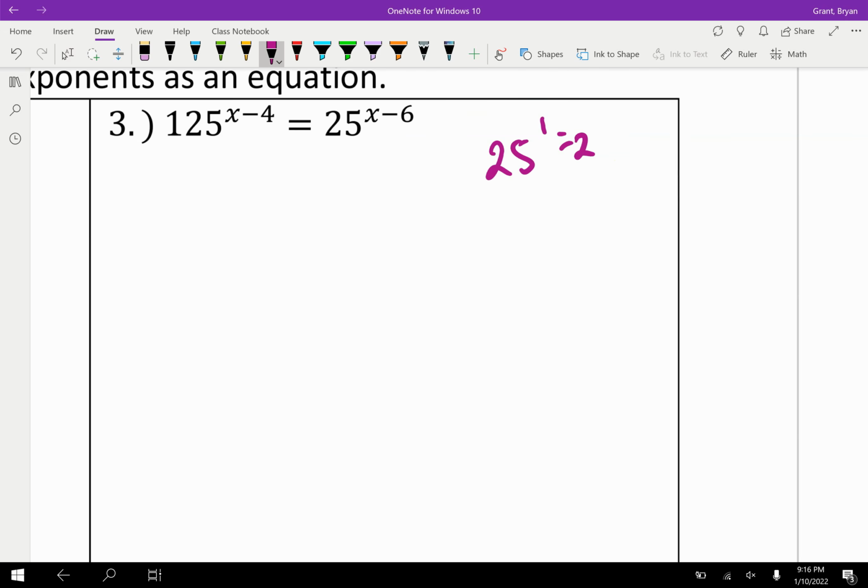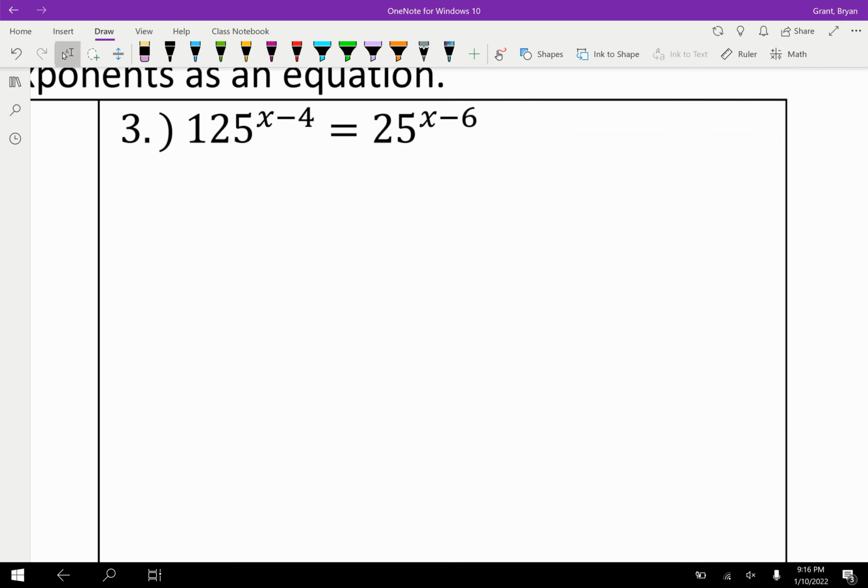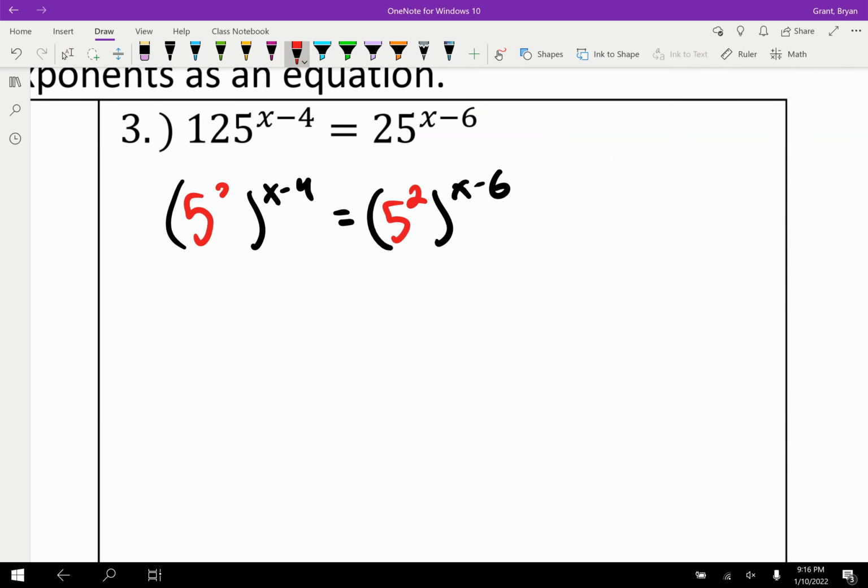25 to the first is 25, and 25 squared I think is 625. We skipped right over it. Drat. Well, if that happens, we might want to look to that table of perfect cubes and perfect squares, and we could maybe see then that they both can be rewritten as 5 to some power. So what we're going to do is change both of the bases into a smaller base. We are going to change 25 into 5 squared and 125 into 5 cubed.